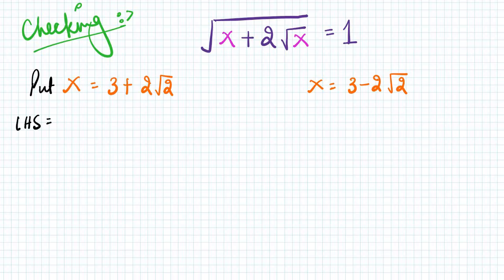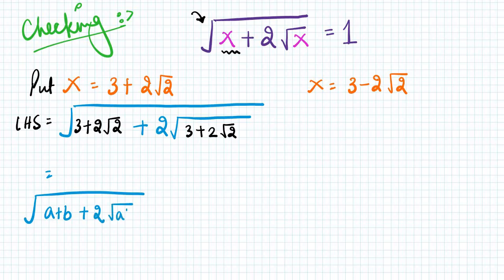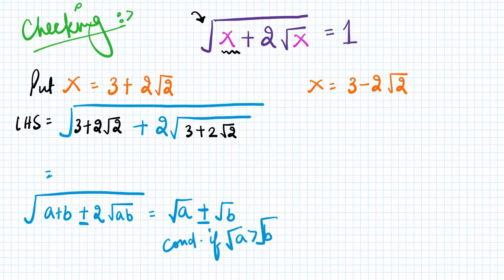Left hand side. Always remember, in checking only the left hand side is used. The right hand side is what we have to arrive at. Okay. Now 3 plus 2 root 2. This is just x and the whole thing same. Now, a very important note: whenever there is a square root of a plus b plus 2 square root ab, the answer is always square root a plus square root b. And if there is minus here, you just make it minus here, with the condition that a is greater than b.